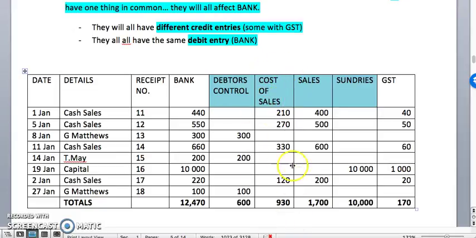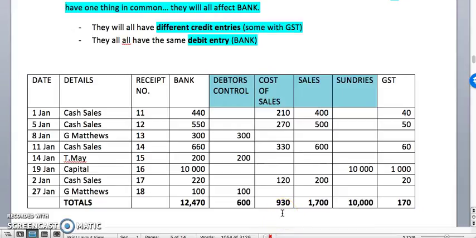Cost of sales is a little bit different, and I need to go through this in a little bit more detail. The idea of cost of sales is because we're making sales in this business, so cash sales in this business. So we know that for this cash sale here, we received $440 in total, or $400 for the sale. However, it's important that we always have down what our cost of sale was.